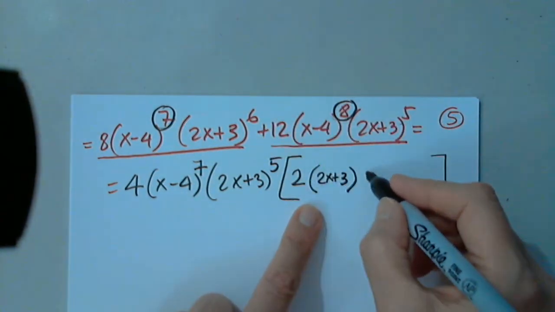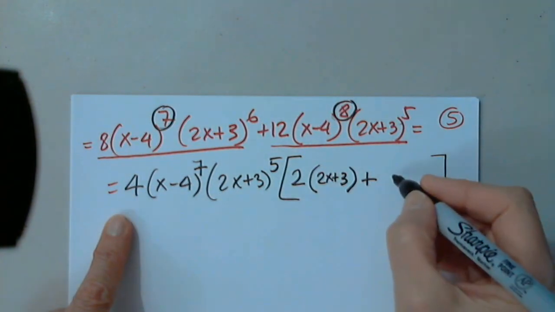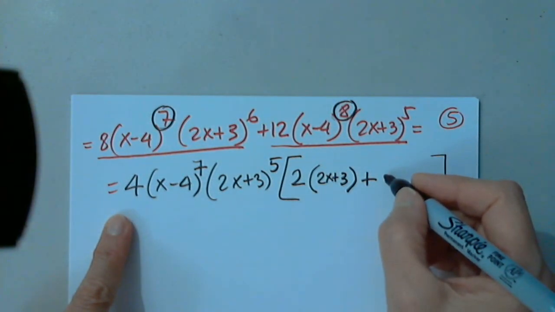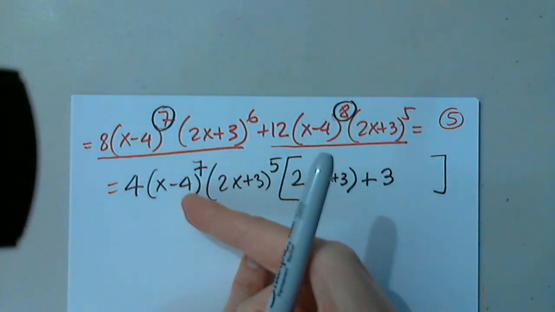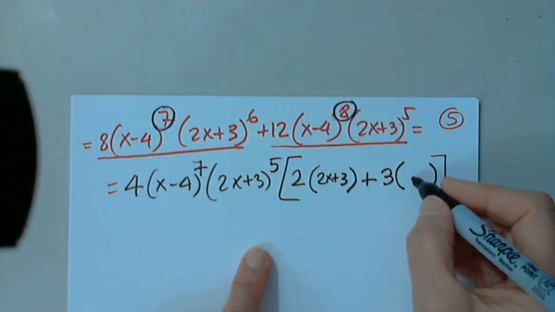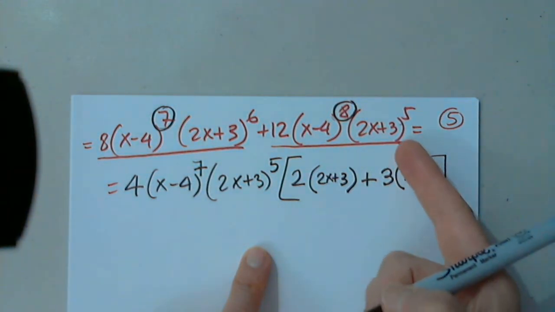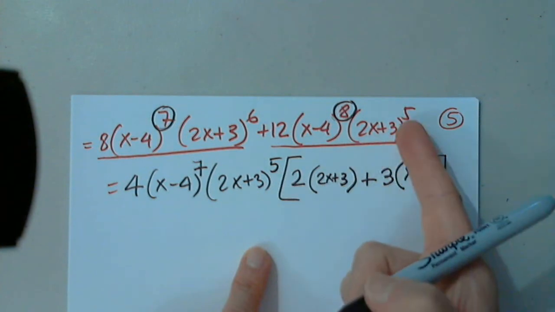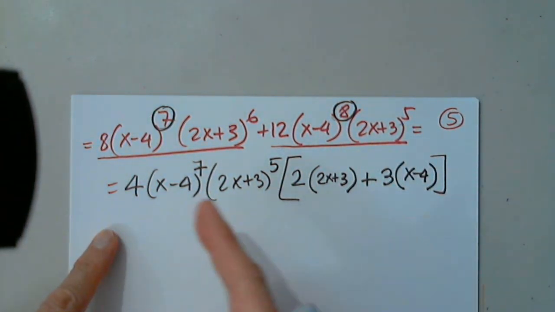From 12, I took out factor 4 out. What is left inside still? 3. Excellent. So from x minus 4 to the 8th power, I took 7 out. How many are still left in parentheses? X minus 4, exactly, to power 1. Awesome. Now, can I check my work? Yes. 4 times 2 is 8.